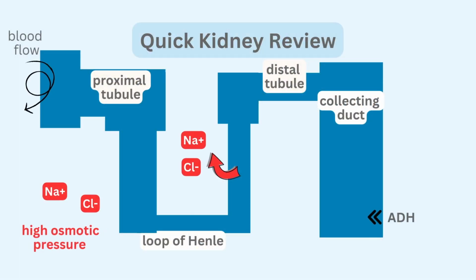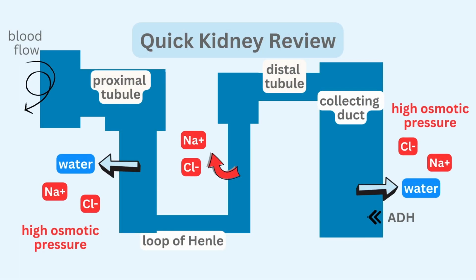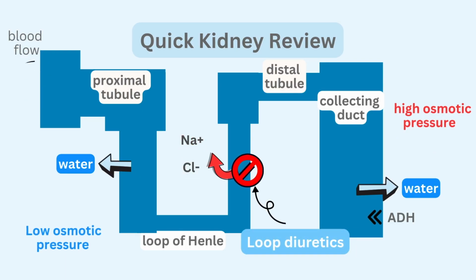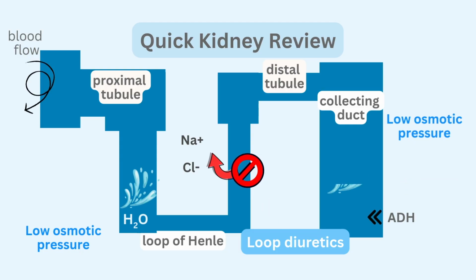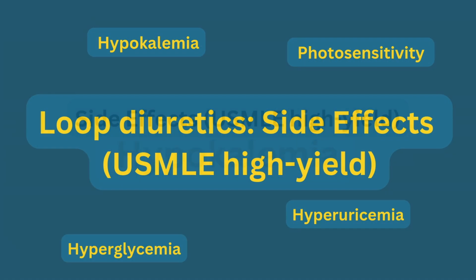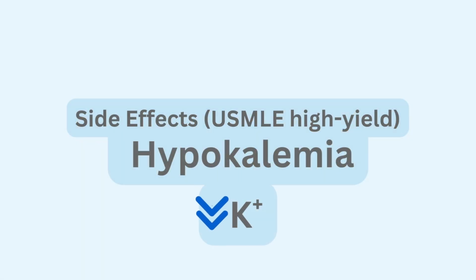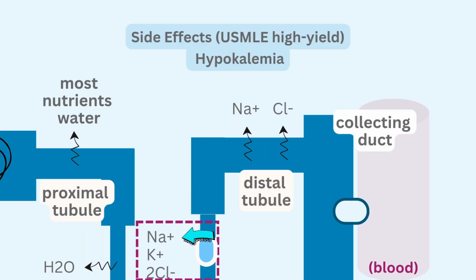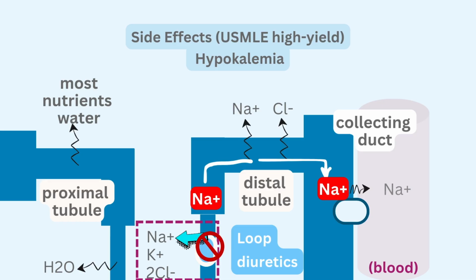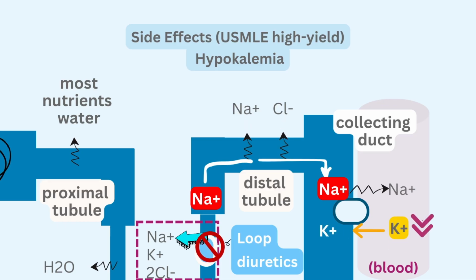Blocked, the gradient collapses. The descending limb and collecting duct cannot reabsorb water effectively, even under ADH. Result: large volumes of dilute urine. Now the side effects. Why do loop diuretics cause hypokalemia? Extra sodium reaches the collecting duct. Here, sodium enters cells via ENaC, in exchange for potassium secreted into urine.